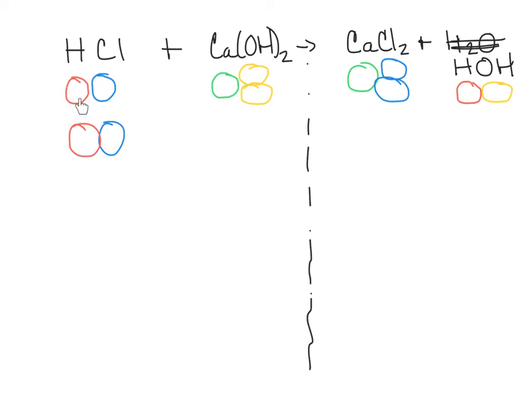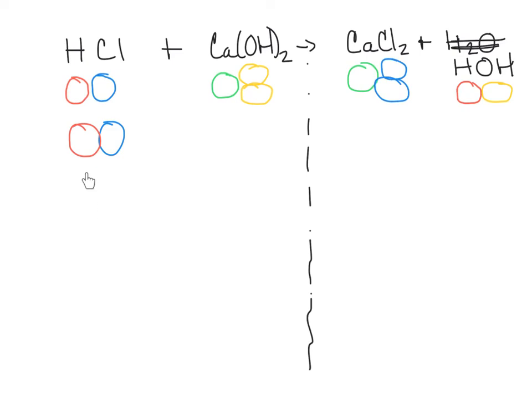But now my red is not happy. I've got two red circles, and over here I only have one red circle. And then the other thing that's not happy is on the left I've got two yellow circles, two OHs, and I only have one yellow circle, one OH, on the right.